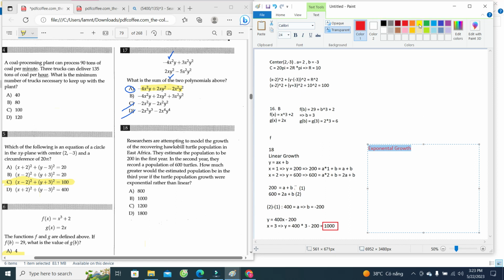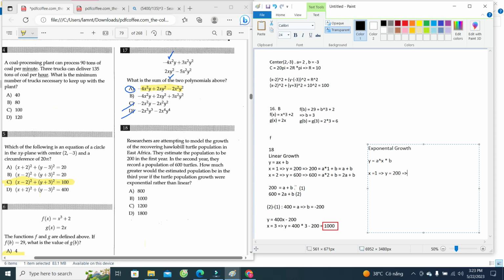Let's just change it to black. Okay, so exponential growth means that y equals a to the power of x, maybe times a constant b, right? So for the first year, x equals 1, we know that y equals 200. Same thing, y equals 200.